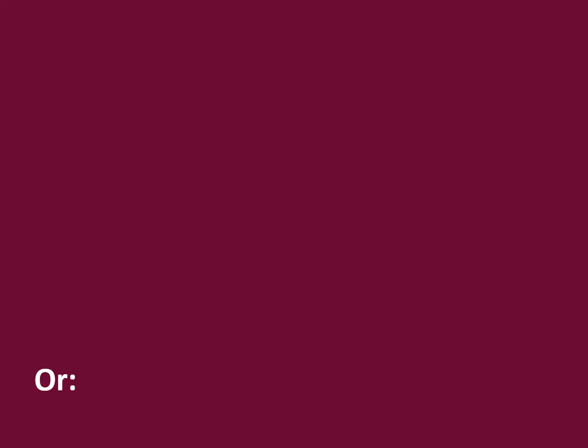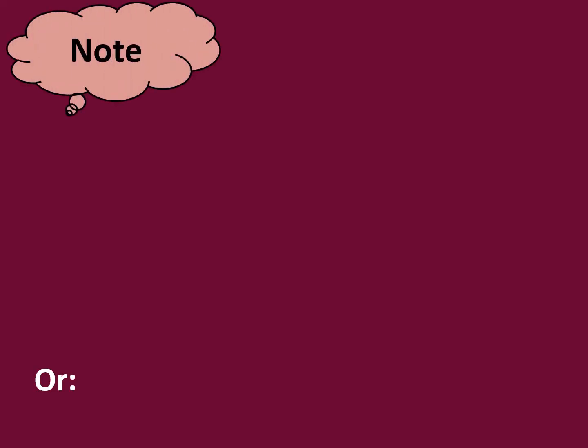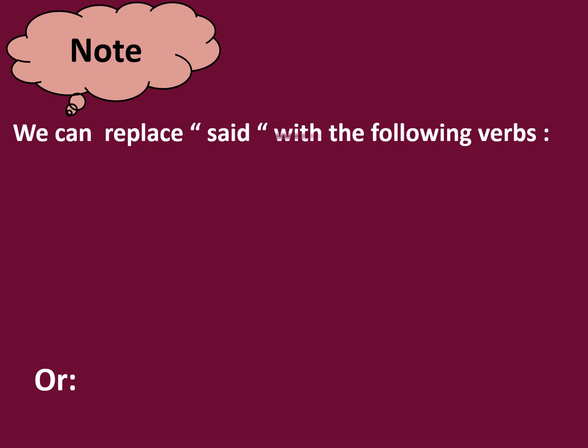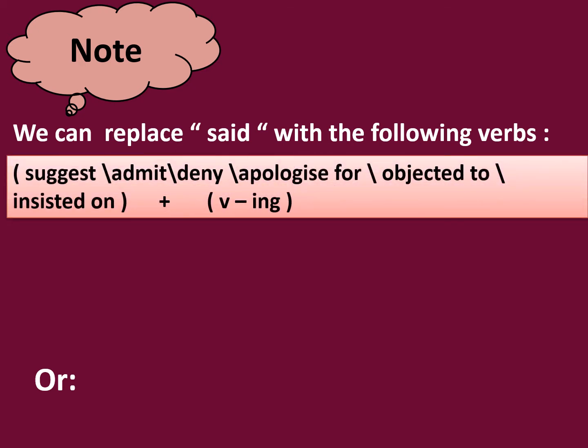Okay, here we have to note something. We said before that "said" stays as it is when we report, or "said to" becomes "told". But some other times we can replace "said" with the following verbs, like suggest, admit, deny, apologize for, objected to, insisted on, and of course all these verbs are followed by an ing form.